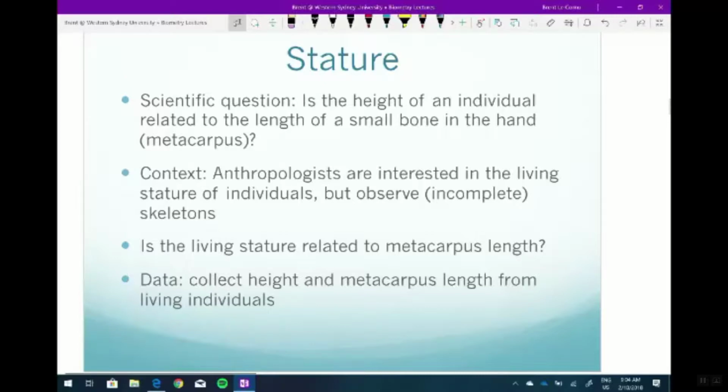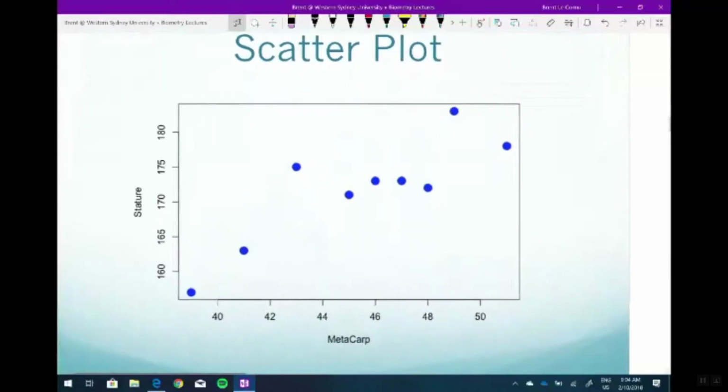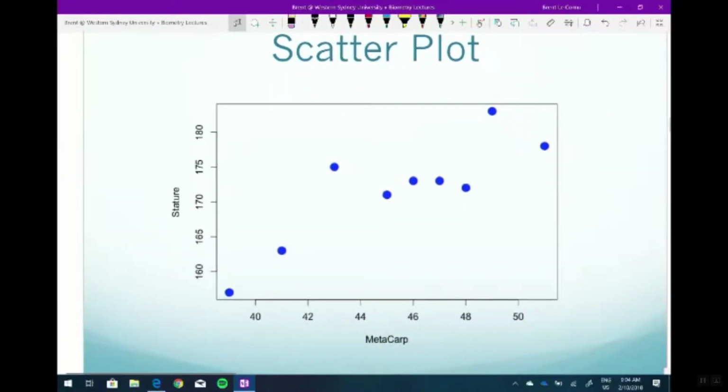So how do we analyze that? Well, we just go out and collect data. We take pairs of observations. Again, we take single individuals and measure two things for every individual, the length of their metacarpus and their height. So we have two quantitative variables. And this is something that I think you've probably seen at some point, at least, in your uni career or in high school or something like that. It's just a scatter plot.